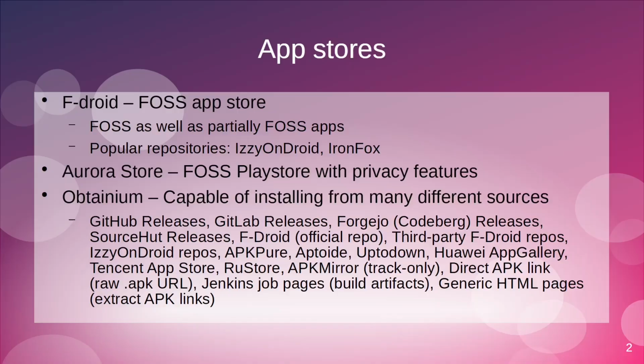Aurora Store is another FOSS app store, but essentially it mocks the Play Store and scrapes apps from the Play Store. And it has some privacy features. You can change your location from where you are and what kind of device you have before you download the app.